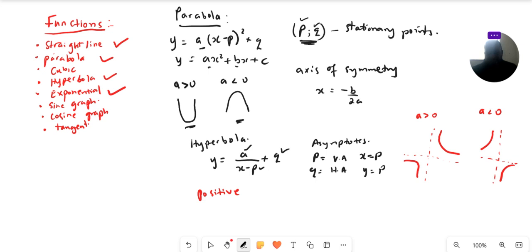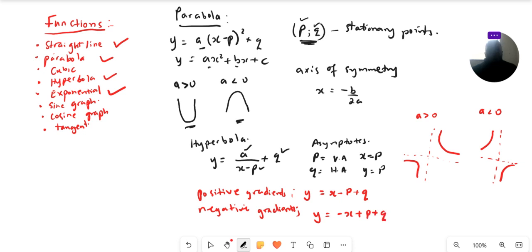Under positive gradients, the equation is supposed to be y is equal to x minus p plus q. That is for the positive gradient. And for the negative gradient, because they will ask you the equations of gradients, it will always be y is equal to negative x plus p, then plus q.